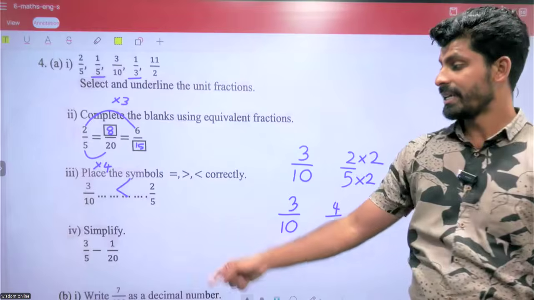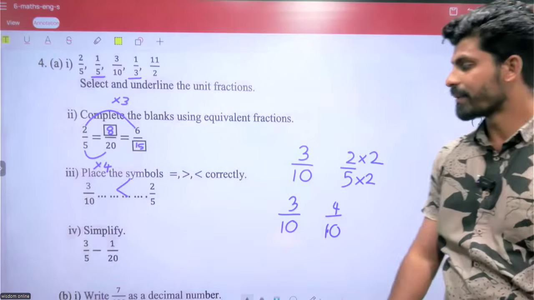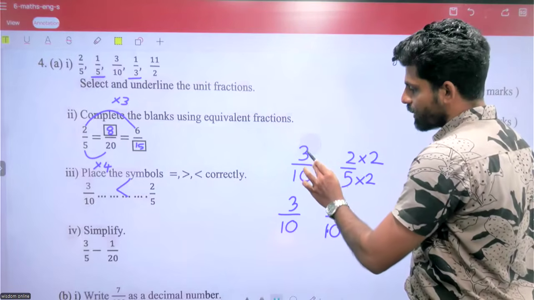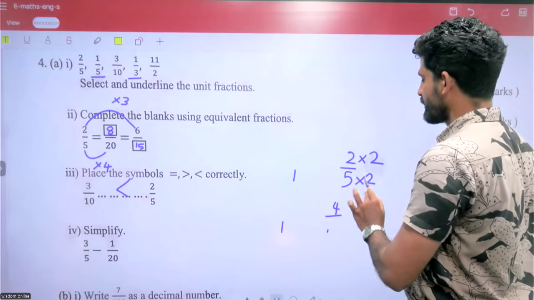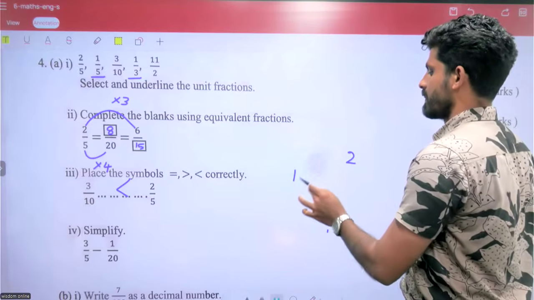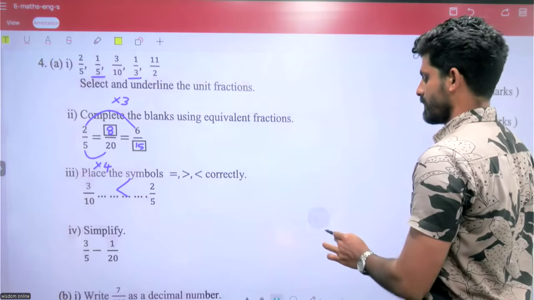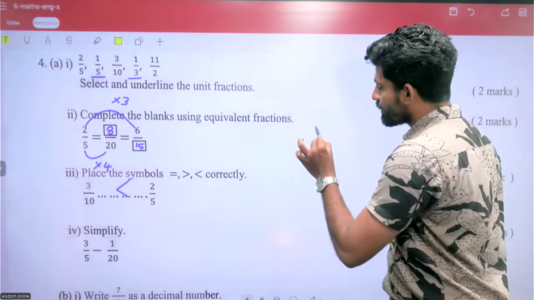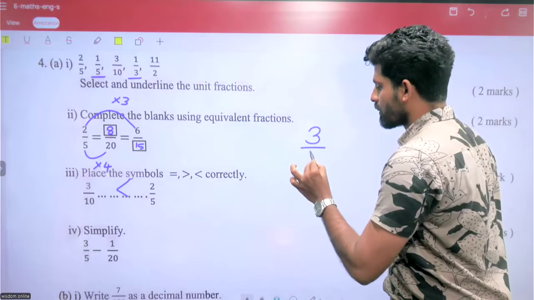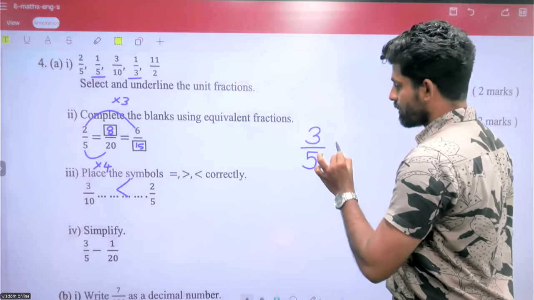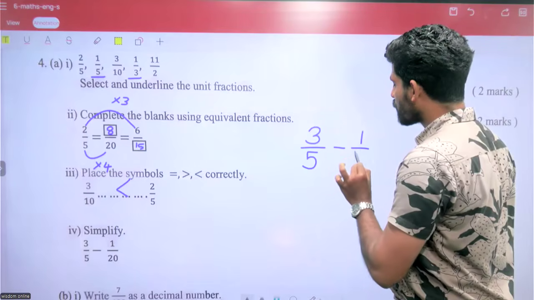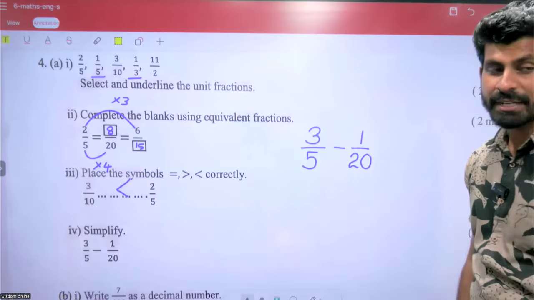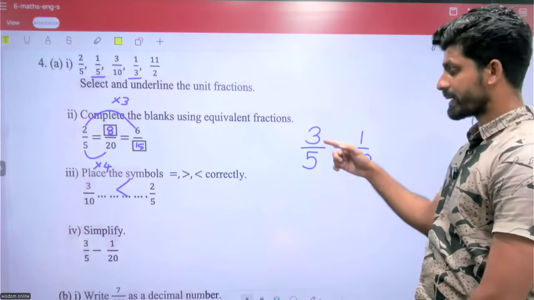Okay. Right. Question number 4. Then I'm quickly moving to question number 4. I'm going to erase this one. Right. 3 over 5 minus 1 over 20. Right, 3 over 5 minus 1 over 20.